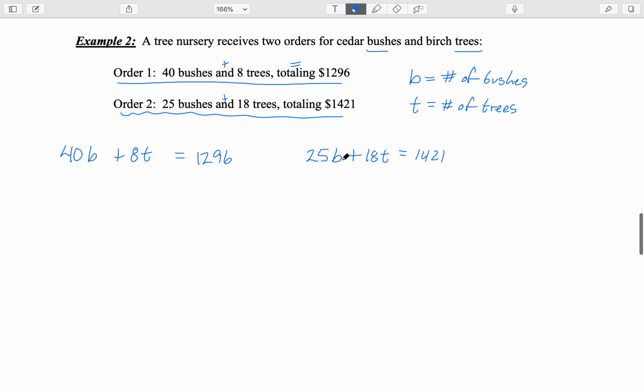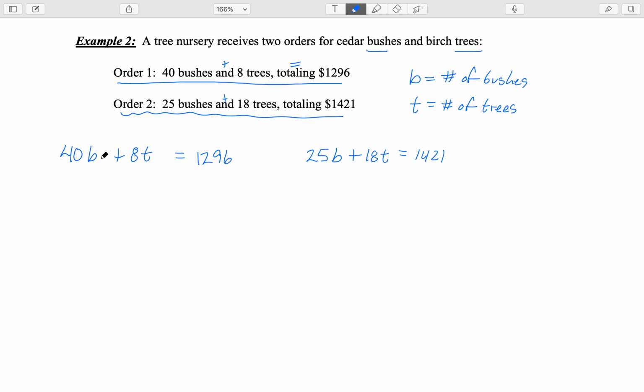I could start here. I could move this over and divide everything by 25. I'm going to get 18 25ths. That's not nice. I could move this over and divide by 18. I'd get 25 18ths. That's not nice. I mean, it'll work eventually, but not very well. Let's look for an easier way.